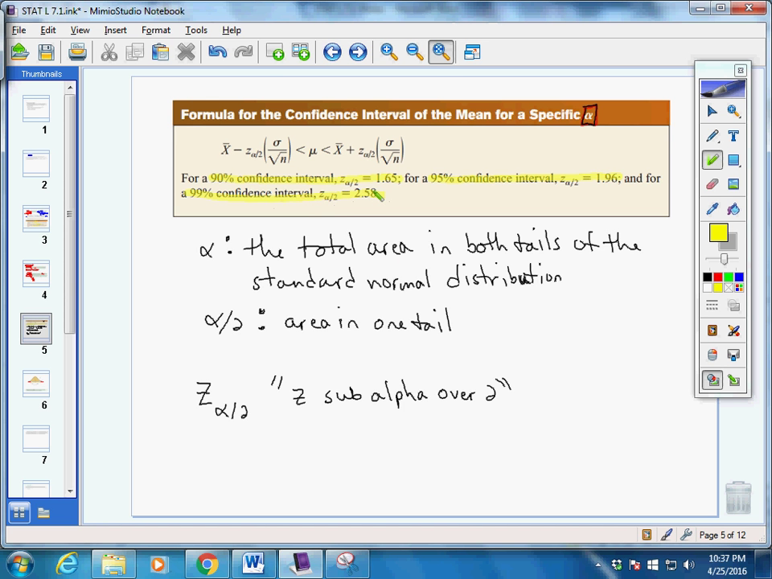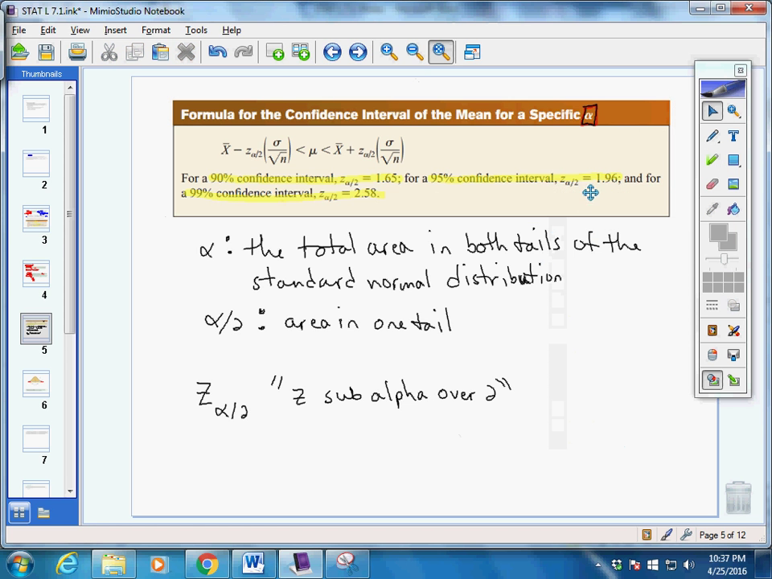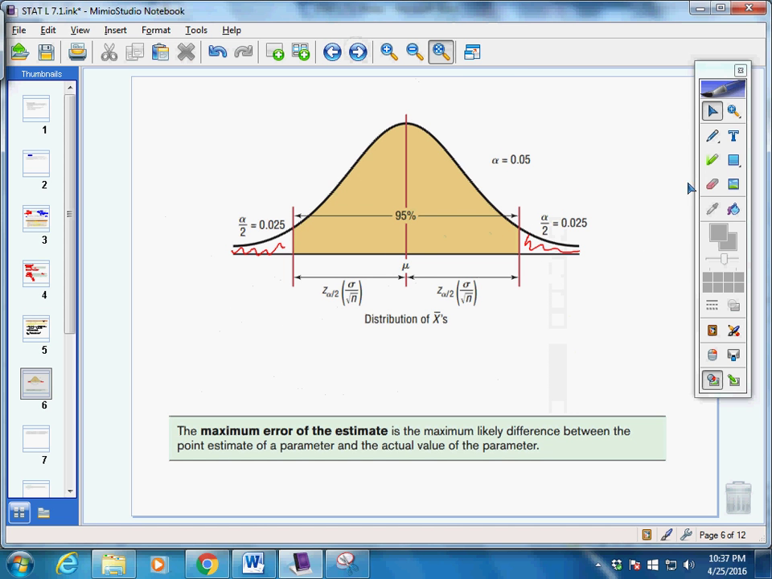Now, where do those numbers come from? They're coming from our standard normal distribution. We're going 1 minus the 95% and dividing by 2, and that's what's left over. Okay, so just know that's where those numbers are coming from. More importantly, though, know to use these: 1.65, 1.96, and 2.58.